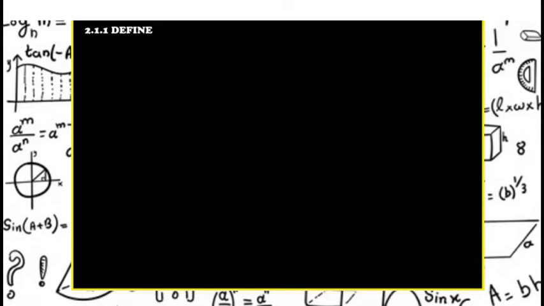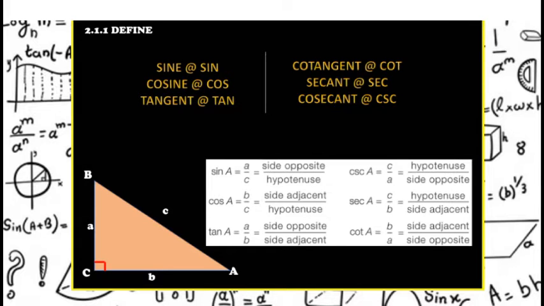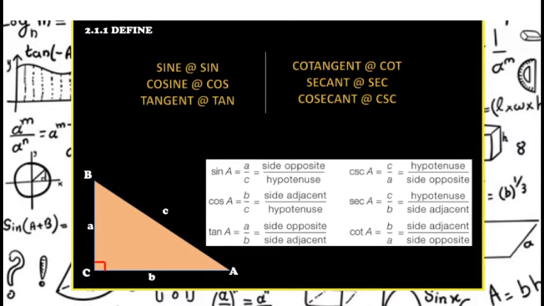2.1.1 Define. Sine A equals A over C. Here A is opposite and C is hypotenuse, so opposite over hypotenuse. Cos A equals B over C. Here B is adjacent and C is hypotenuse. Tangent A equals A over B, where A is opposite and B is adjacent.